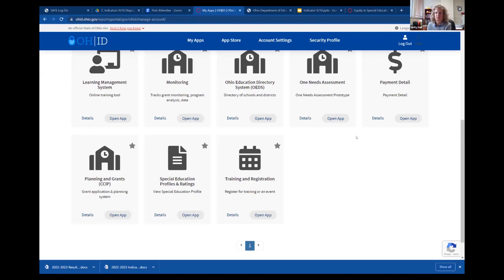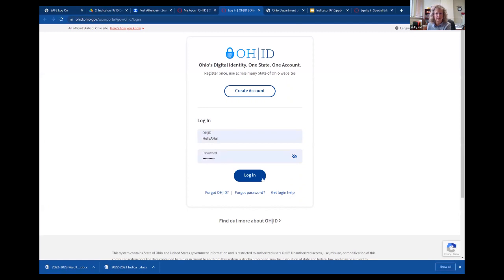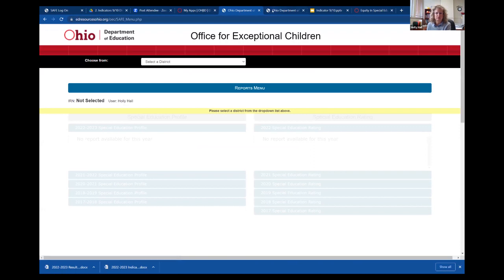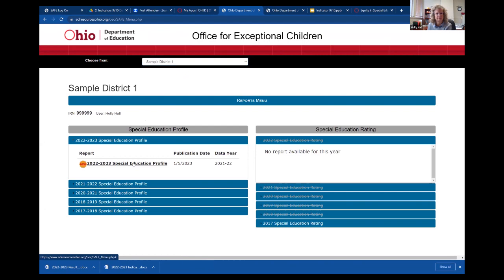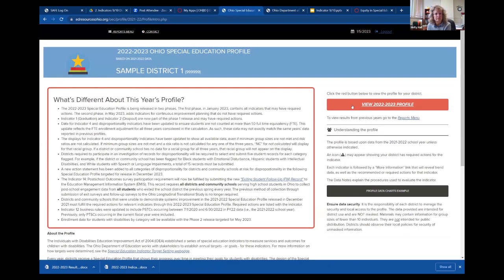So I know for some of you this is going to be redundant. Can you see on my screen the OHID application screen? Awesome. So accessing the special ed profiles and ratings, we'll go into that application and go ahead and log in. And again, I know some of you already know this like the back of your hand, but we do have a sample district that we're going to pull up and take a closer look.